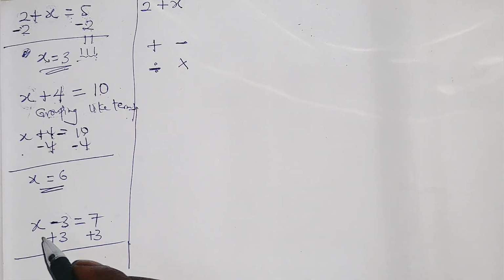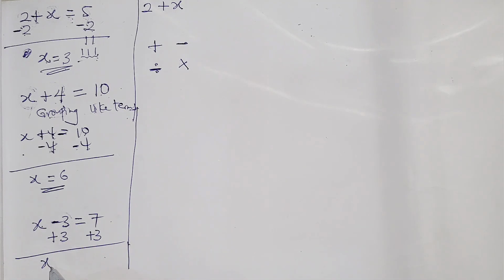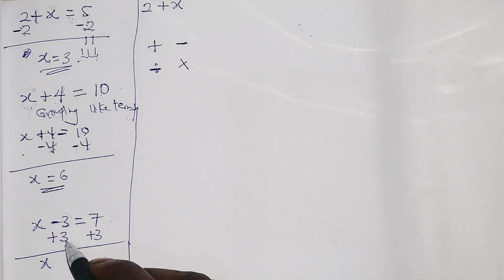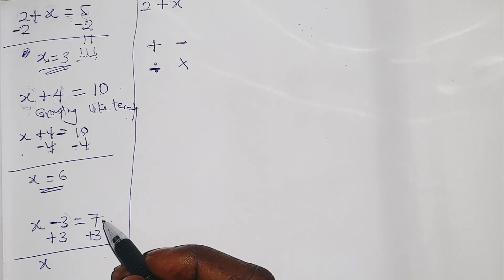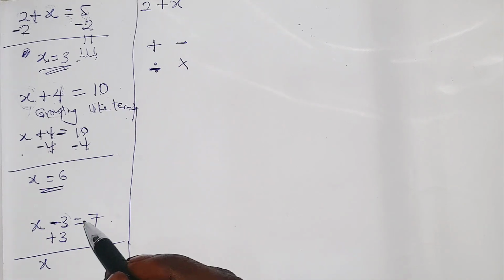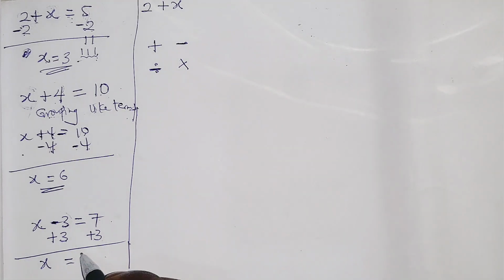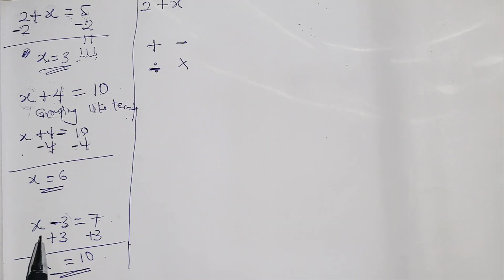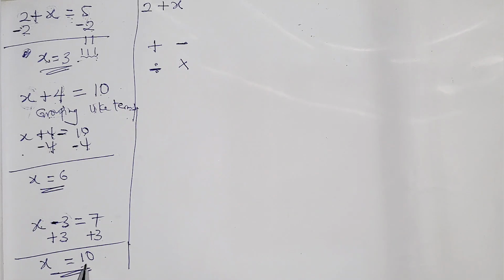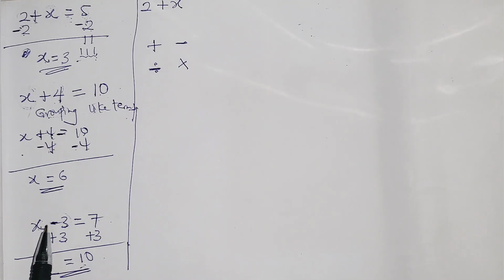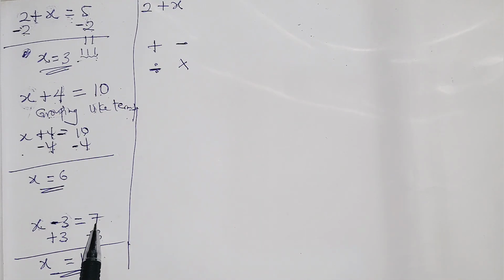Let's solve. So we are left with x here, but negative 3 plus 3 should always be 0. Okay, so we now go to the next. 7 plus 3, that should give you 10. You understand? So it tells us that there is a number here. Now we know that number is 10. So if I have 10 and I take away 3 from it, I'm going to be left with 7. That becomes the answer to this question.